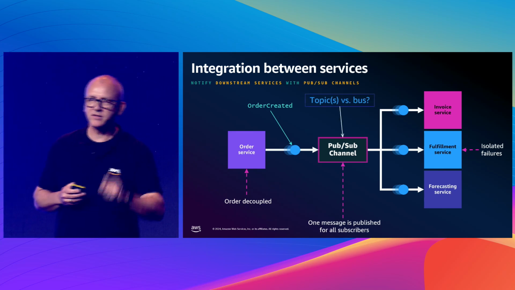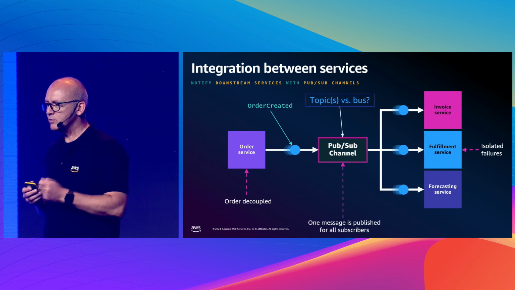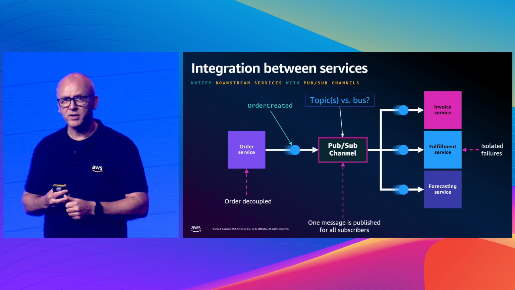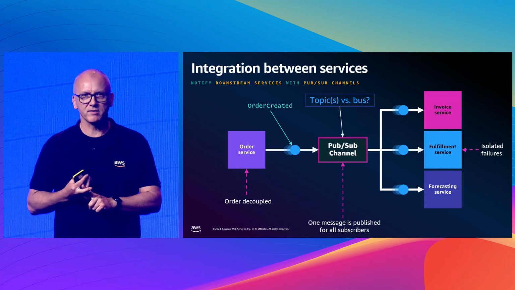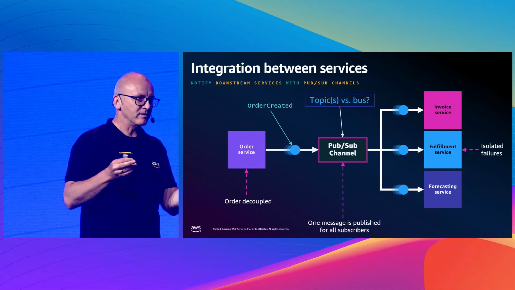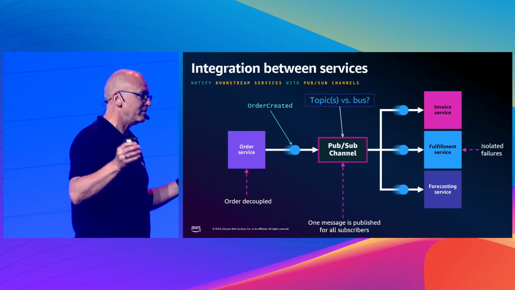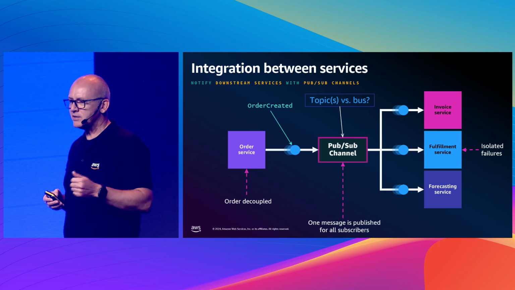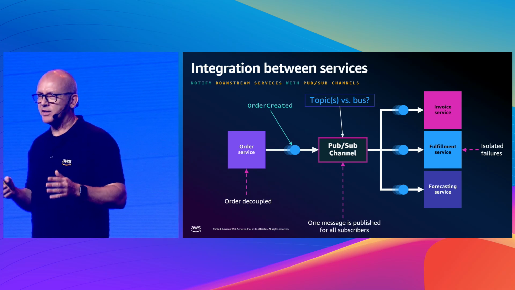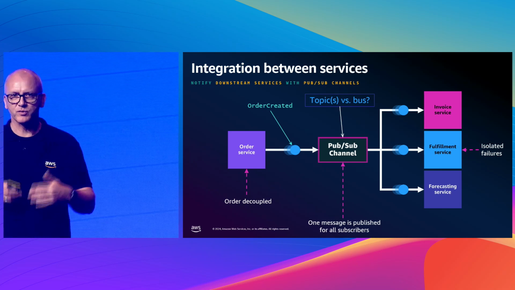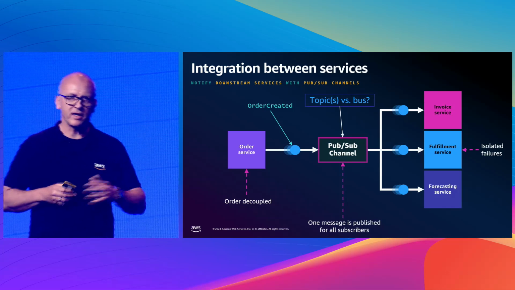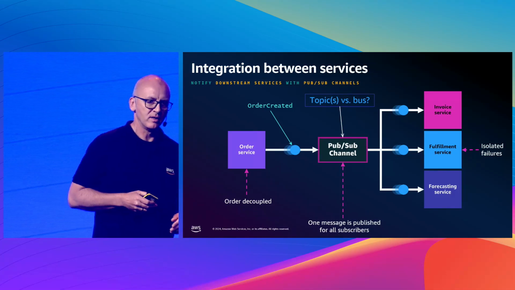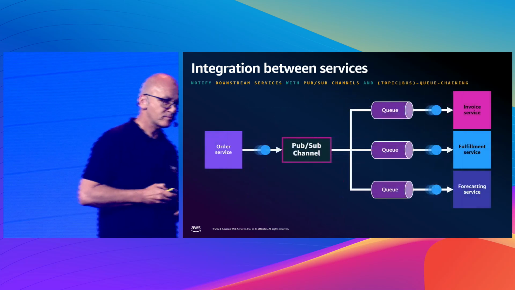But before that, there's one question left. When we use the pub/sub channel in an event-driven architecture, should we use topics or should we use a bus? And that is, again, a talk all on its own, which can take easily 60 minutes and so on. So TLDR, for event-driven architectures, our recommendation is to start with a bus, and only if that doesn't fulfill your requirements, then consider the application of topics.